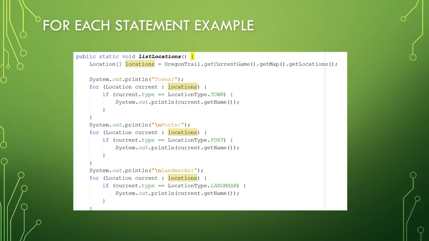Instead of declaring and initializing a loop counter variable, you declare a variable that is the same type as the base type of the array. Then you follow it by a colon, which is followed by the array name. So you can see location current and its locations, which is the actual array name. In the loop body, you can use the loop variable you created rather than an indexed array element. For each is commonly used to iterate over an array or a collections class like an array list.